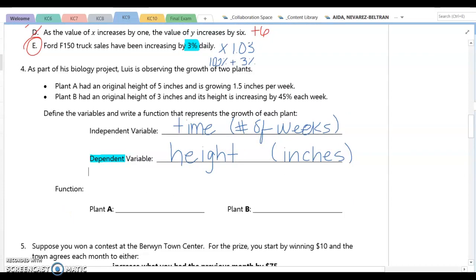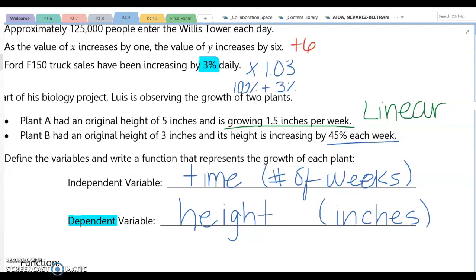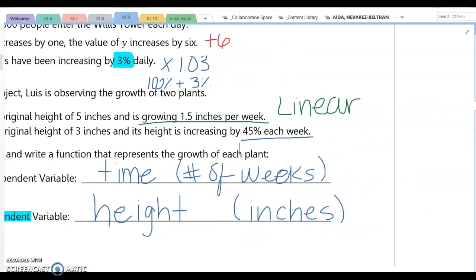So plant A and plant B, we have to write functions. So plant A, this one's just growing 1.5 inches per week. So that one is going to be linear. Increasing by 45% each week means that this one is going to be exponential, right?